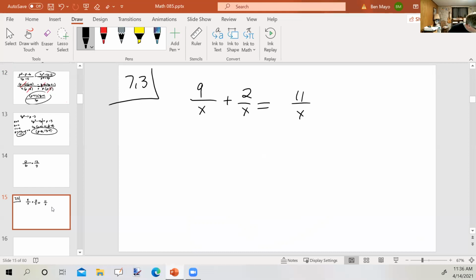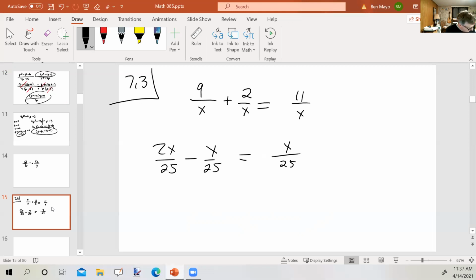Or how about, let's see, 2x over 25 minus x over 25. When subtracting two fractions with the same denominator, you subtract the numerators over the common denominator. 2x minus x is 1x over 25. Any question on those two examples?